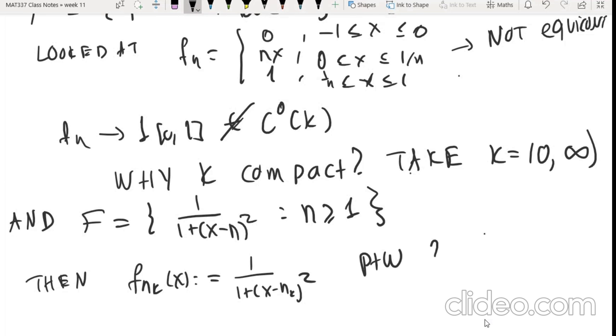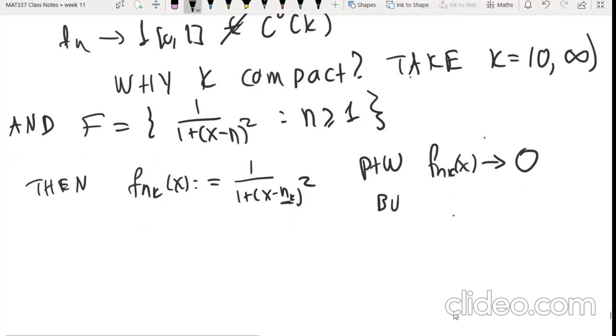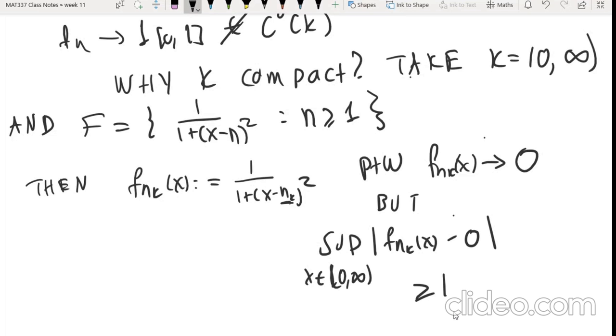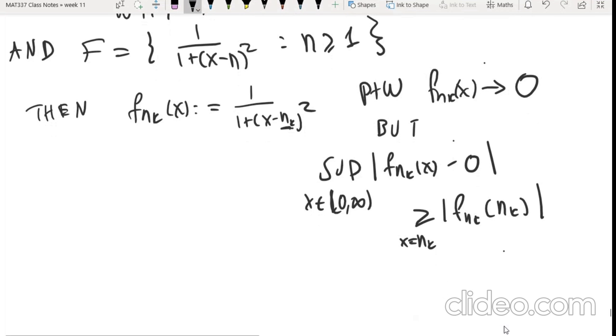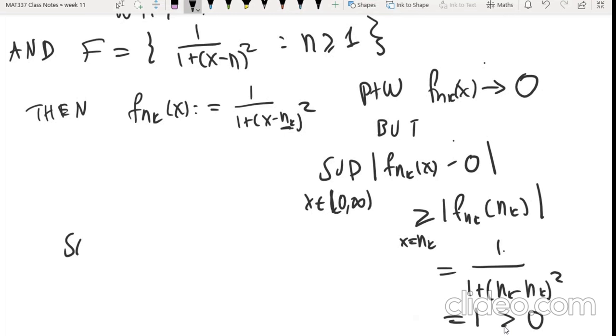So pointwise, f_{n_k}(x) goes to 0, clearly. But if you look at the sup norm over all x of f_{n_k} minus 0, this is bigger than f_{n_k} where we set x to be n_k. This is 1 over 1 plus n_k minus n_k squared, so it's 1, which is strictly positive. So f_{n_k} does not go uniformly to 0.